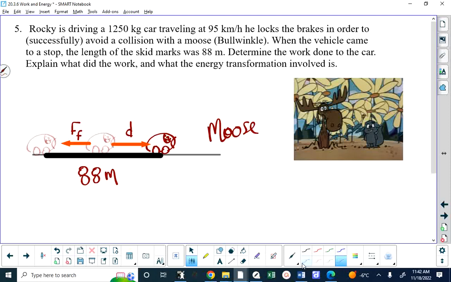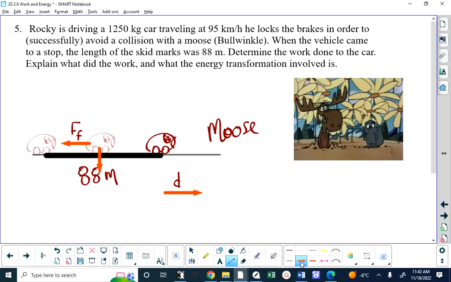Would you agree the applied force is the force of friction? The applied force is the force of friction. Are there any other forces acting on the car while it's moving? Alex, what's one other force? Gravity. And by the way, I'm just going to temporarily move this out of the way because this is not a force, right? So we also have a force due to gravity.